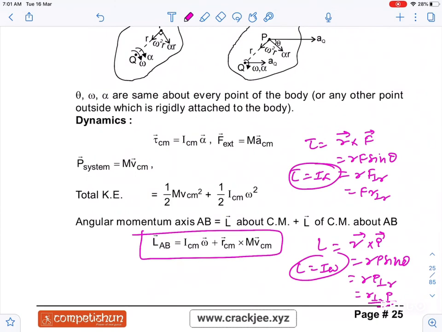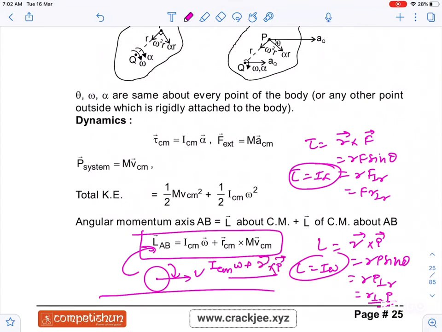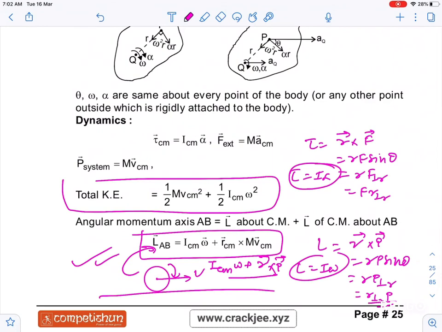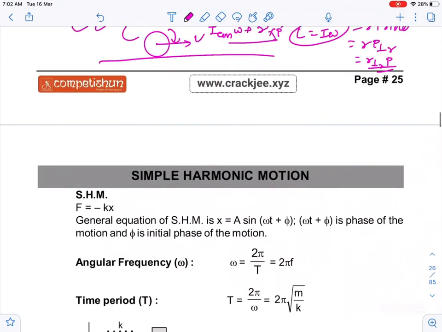But here one thing I want to tell you: suppose a cycle is moving on a road like this, so the center of mass is moving with some velocity and it is rotating also. So angular momentum can be written as I center of mass into omega plus r cross p. You can use this when the body is rotating and translating both. Total kinetic energy I can also write as half m v center of mass square plus half I omega center of mass square.